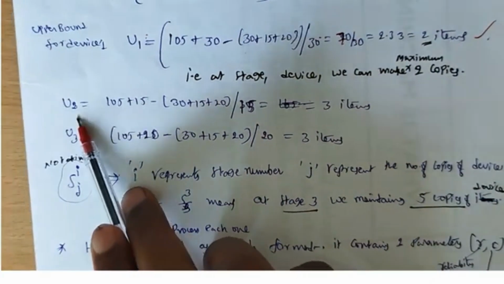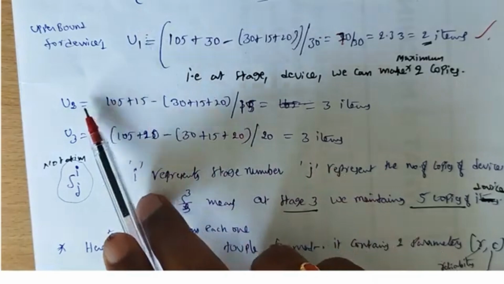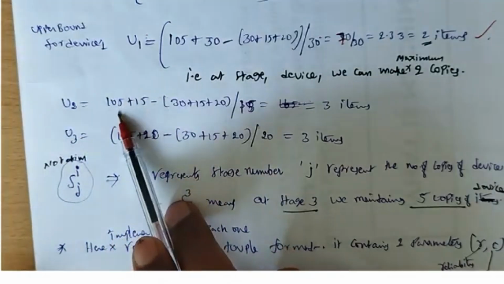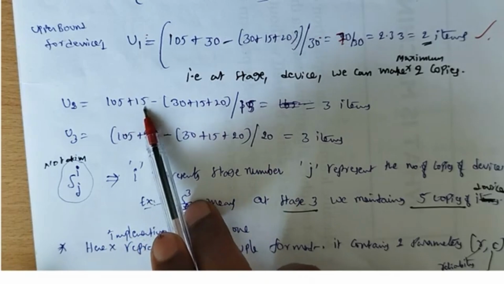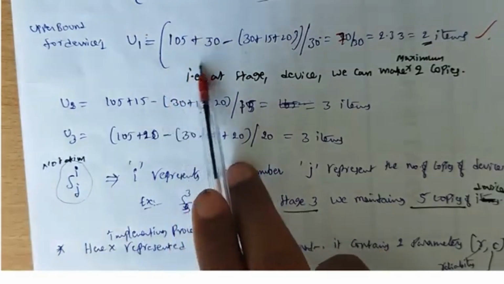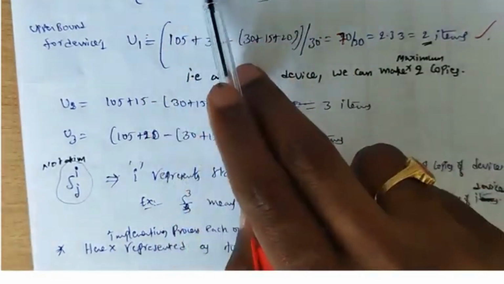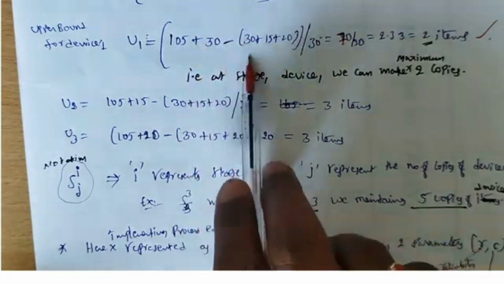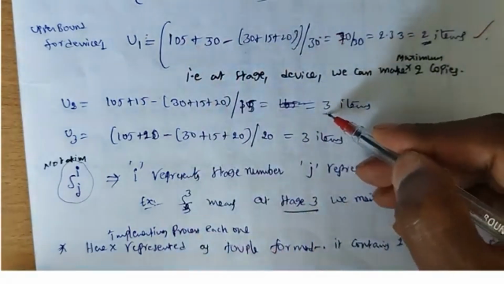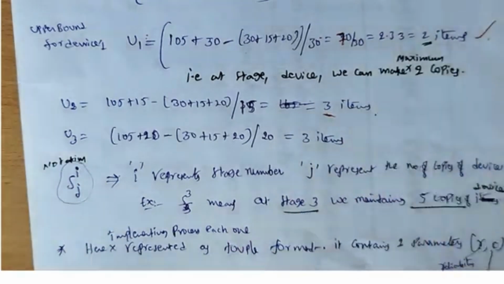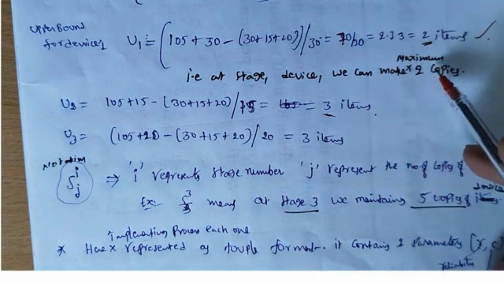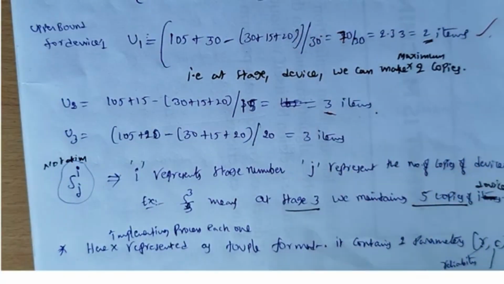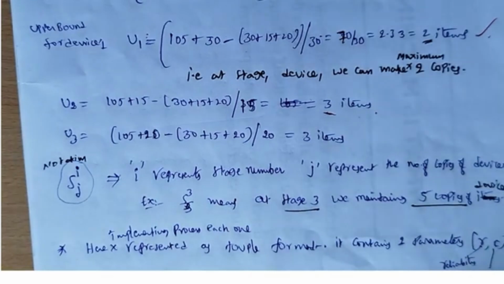And what about the U2 value? U2 means the second device. What is the formula? Same formula: 105 plus 15, where 105 is C and 15 is C2, minus the sum, following the same equation. After calculation we will get 3 items. It means at stage 2 we can make a maximum of 3 copies. And U3 comes to 3, which means at stage 3 we can make 3 copies.